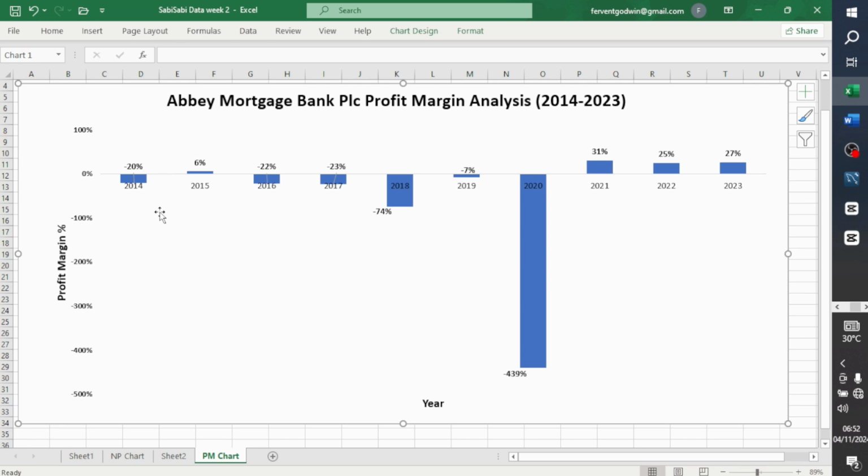And then in 2016 they lost 22% of the revenue, because the net profit margin is a function of both the revenue and the net profit. The net profit for that year is divided by the revenue, and then we get the percentage. That's how the computation came about. So in 2016 they had a loss of 22% of their revenue, and then in 2017 it was 23%.